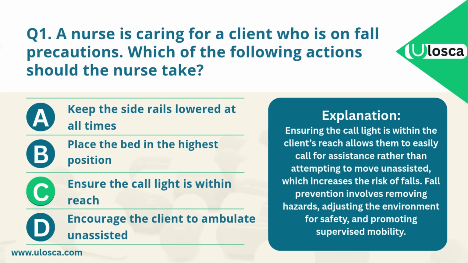Explanation. Ensuring the call light is within the client's reach allows them to easily call for assistance rather than attempting to move unassisted, which increases the risk of falls. Fall prevention involves removing hazards, adjusting the environment for safety, and promoting supervised mobility.